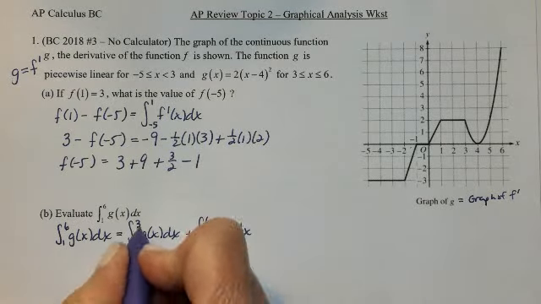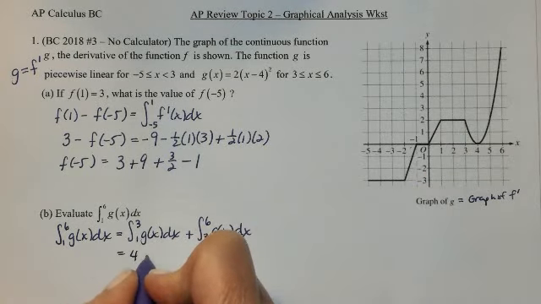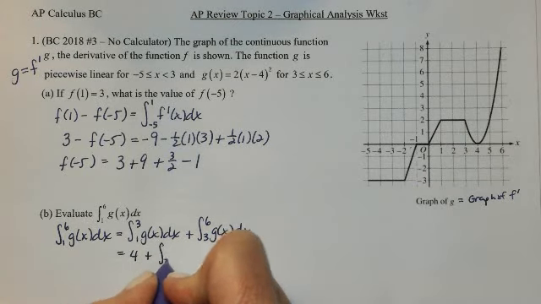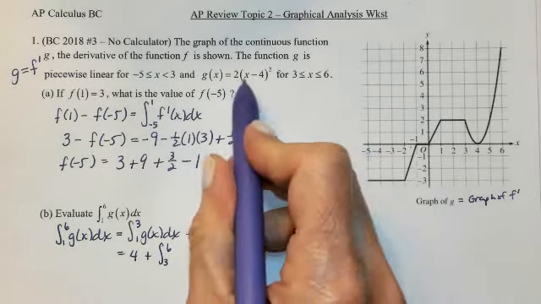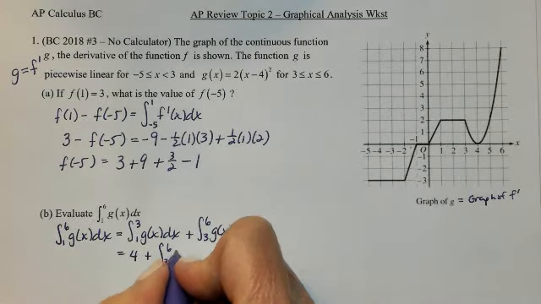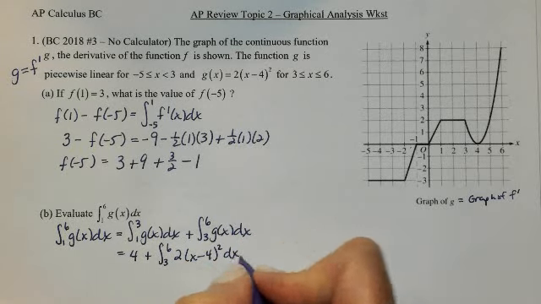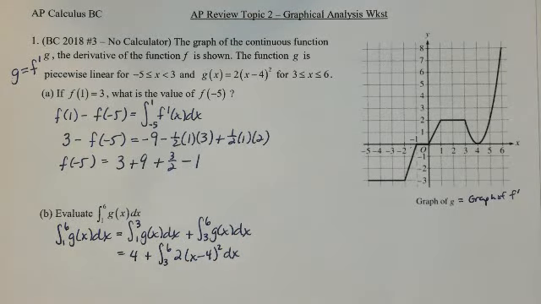So from 1 to 3, that's just 4 blocks, so 4. From 3 to 6, we have an equation for g of x from 3 to 6, right? So we're going to put in 2 times (x minus 4) squared dx, and we're going to go ahead and evaluate this integral. We have a choice here. I could square this binomial and find the antiderivative using the power rule that way.